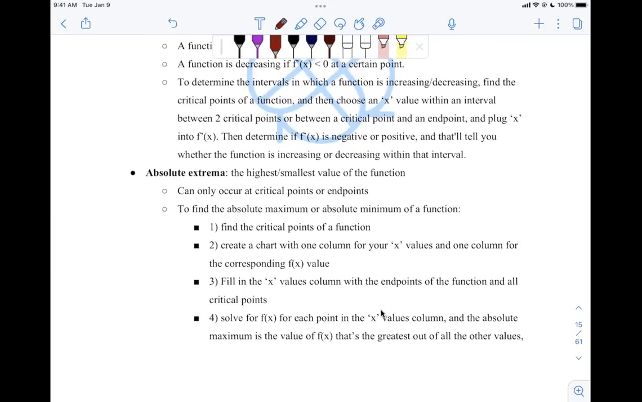So if we want to find that, we're going to find all the critical points. An absolute maximum or minimum can occur at a critical point, or at one of your endpoints. So if you have an interval from A to B, and you're told to find an absolute minimum, you're going to find all the critical points between A and B, and you're going to check what the value of the function is at all of those critical points and at A and B, the endpoints. And whichever of those is the lowest is going to be your absolute minimum, and whichever of those is the highest is your absolute maximum.